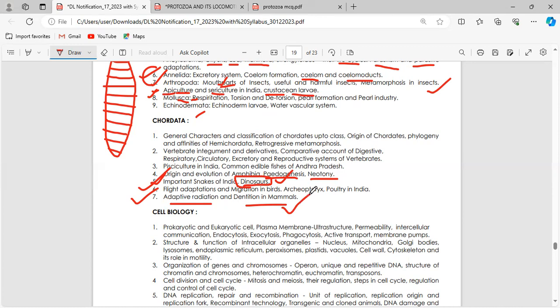And the dentition in mammals: when it comes to dentition, you should know the difference between teeth and dentition, and what is meant by dentition. And one more important thing: I have a list of mammals, and for that list I also have the dentition formula. The dental formula plays a crucial role when it comes to questions, so you have to focus on the dental formula in mammals. Okay, that's all about the chordates.